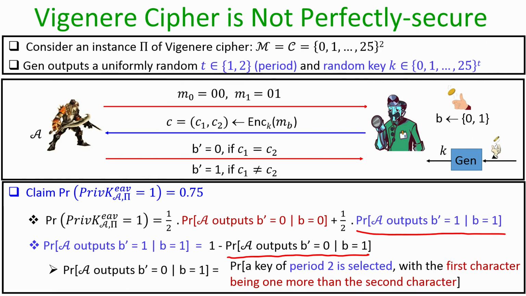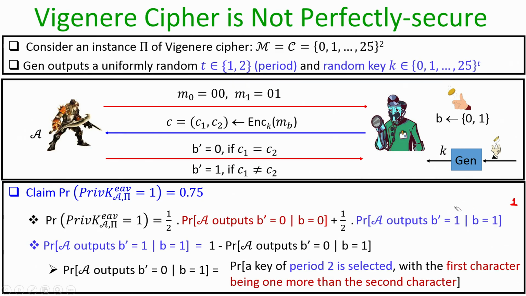So, the probability of this event is the same as a key of period 2 being selected with the first character being 1 more than the second character. For example, if the key is k1 comma k2, where k1 and k2 differ in the sense that the first character is 1 and the second character is 0, or the first character of the key is 2 and the second character of the key is 1, and so on. If this kind of relationship holds between the two characters of the key, and if indeed the message 0 comma 1 is encrypted, then after encryption both the ciphertext characters will be the same. Only if this event happens, the adversary will incorrectly end up outputting b dash equal to 0, even though b is equal to 1.